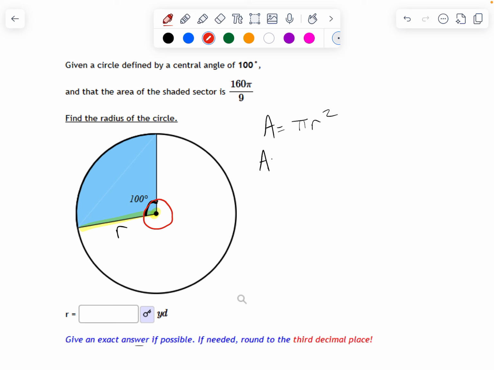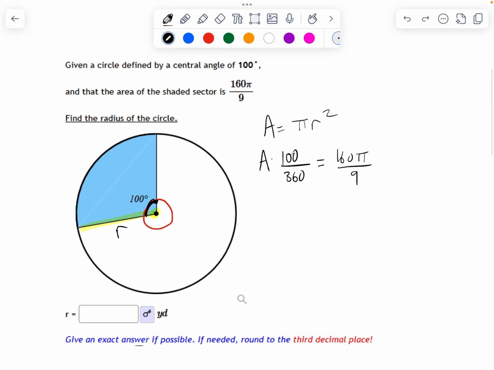Well, we know that the circle is 360 degrees. If you were to do a rotation from one point, go all the way around and end at the same point, that is a rotation of 360 degrees, meaning you have 100 of the 360 degrees. So that is how you can find the percentage of your circle. You have 100 of 360, and that's going to give you the 160 pi over 9. Whatever the area of the whole thing is, times that percentage, is the section, the blue shaded portion we have.